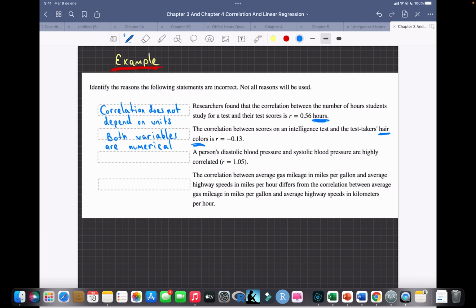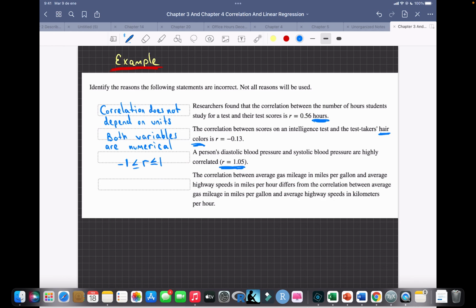And then, diastolic blood pressure and systolic blood pressure are highly correlated, with a correlation of 1.05. What is wrong here? I mentioned before that the correlation coefficient must always be between 1 and -1, so it's impossible that we can have 1.05. Something must be wrong with the computation of this correlation. So this is not possible.